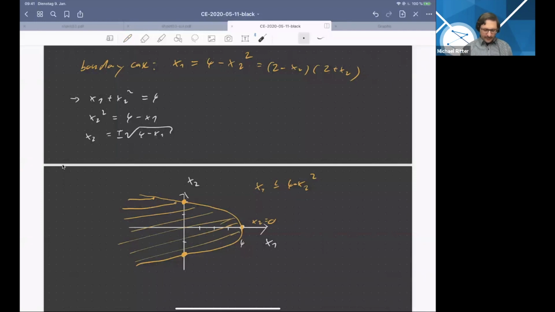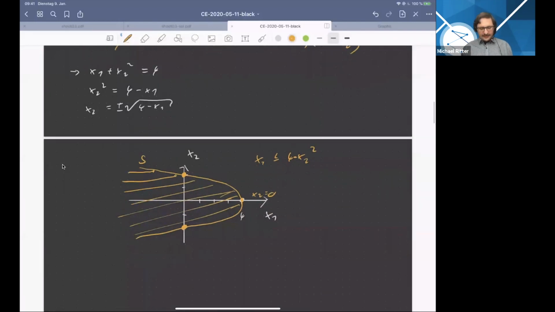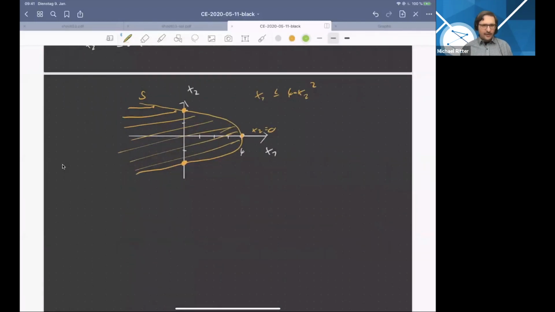For all the other points to the right here of this parabola, for example, this one here, that's not an allowed point because the x1 value is just too large. Yeah. So this is the set we get. This here is the set S, including the boundary. So is that open, closed, or whatever? That's question B.